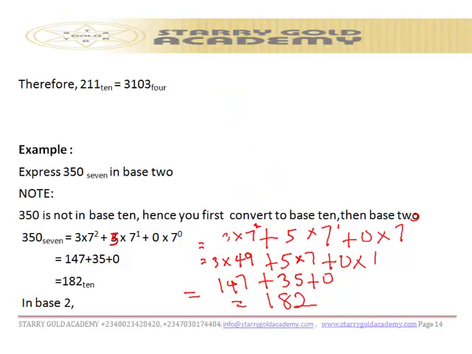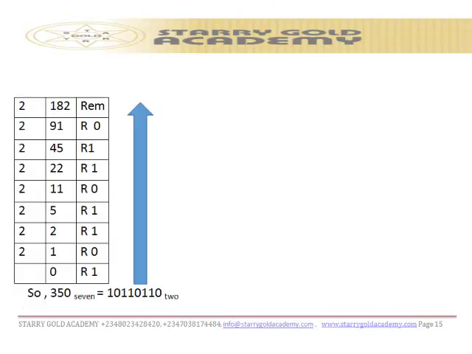So what do you do next when you have converted to base 10? Now you can do what the question wants you to do. It wants you to convert to base 2. So the whole idea is that to convert a number that is not in base 10 to another base, you must first convert to base 10, then convert to the base you are required to. So now let's convert the 182 that was gotten from 350 base 7. You want to convert that 182 to base 2.